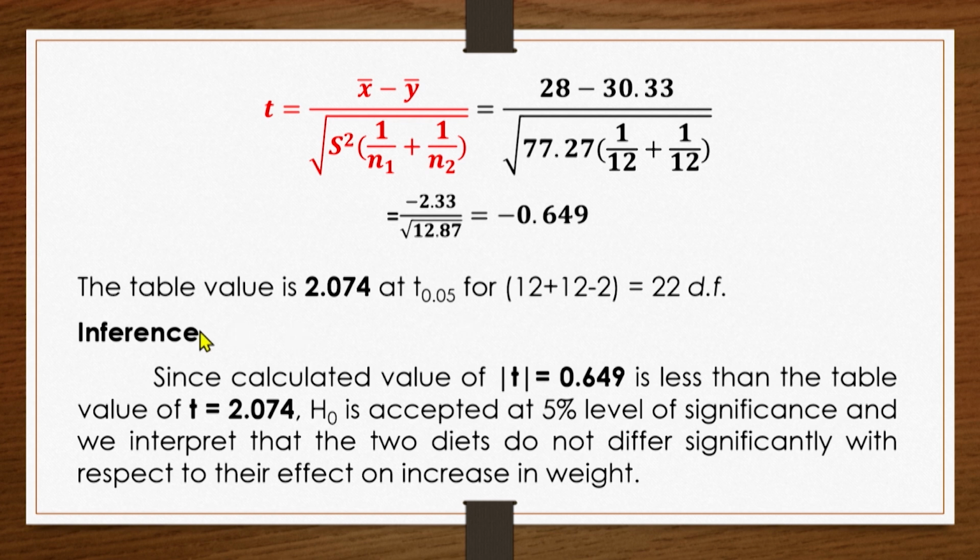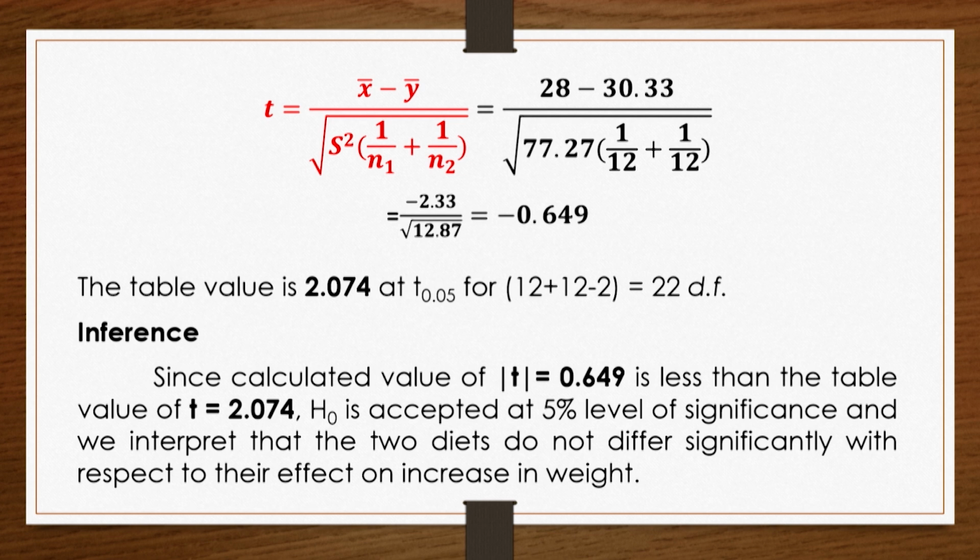Inference. The last step of concluding the remarks is inference. Since the calculated value of modulus t is 0.649, which is less than the table value of t, that is 2.074, here the null hypothesis H naught is accepted at 5% level of significance, and we interpret that the two diets do not differ significantly with respect to their effect on increasing their weight.